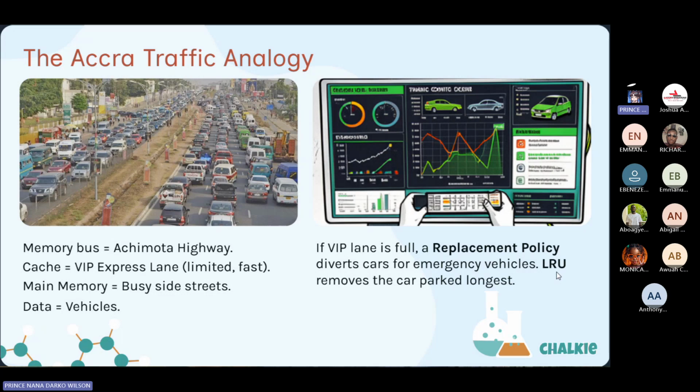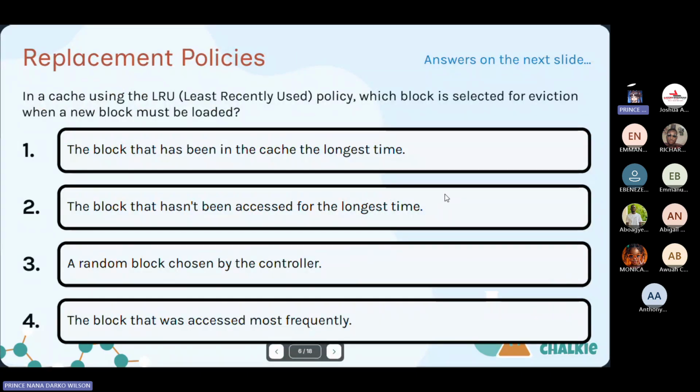I hope that makes it clear. So that's the least recently used policy. It removes the car that has been parked the longest. So now let's answer this question.